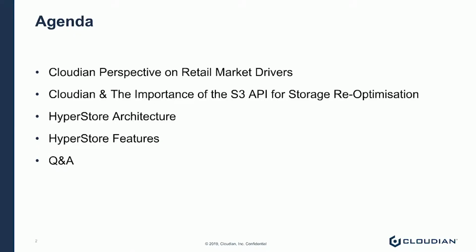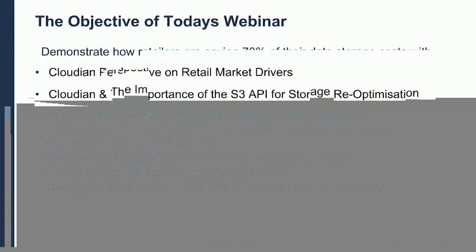So in terms of a rough agenda for today, we'll start off with our perspective on some of the market drivers in the retail space. We'll then zoom in and spend a little bit of time talking about the importance of the S3 API, and then we'll go a little bit deeper and talk about the HyperStore architecture, and then have a look at some of the features and benefits of our products, with some time at the end for questions.